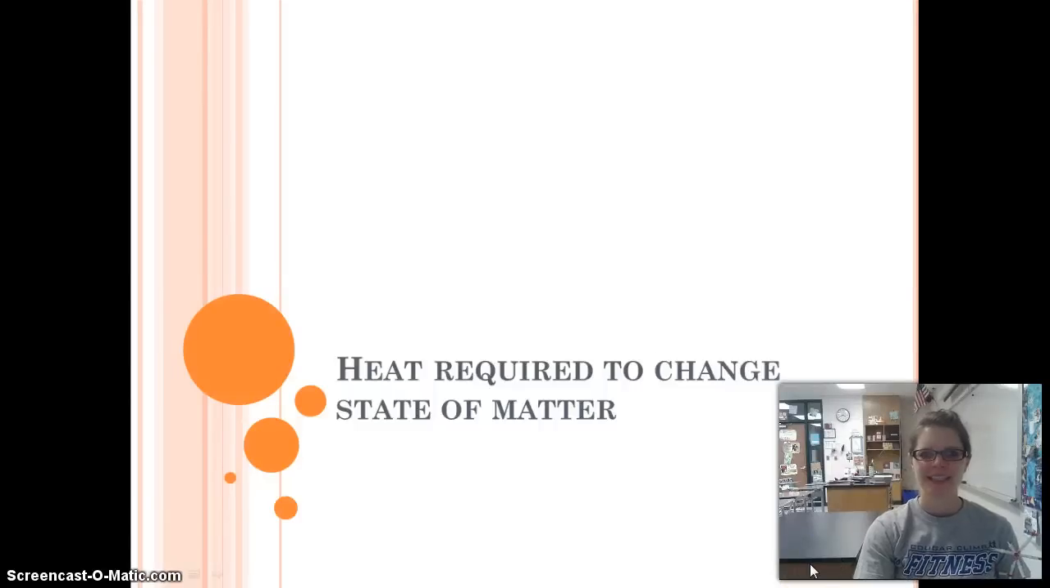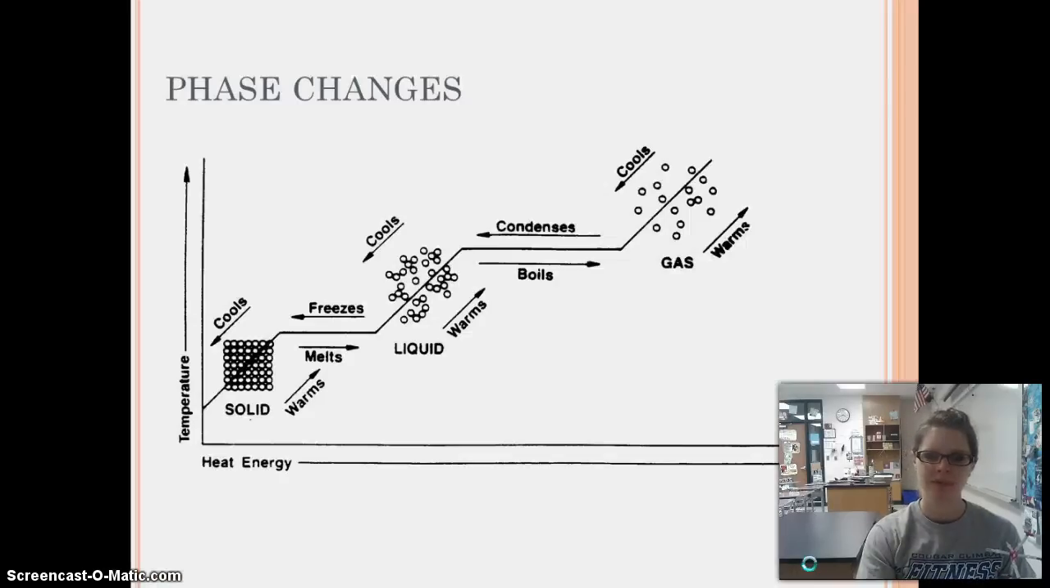Hi there. Today we're going to be looking at the heat required to change the state of matter, to get through a phase change. If you take a look at this chart here, the phase changes are things like freezing and melting, or boiling and condensing. We're trying to look at how much heat is needed to actually melt something, how much heat is needed to actually boil or vaporize something. That's our focus of today's topic.